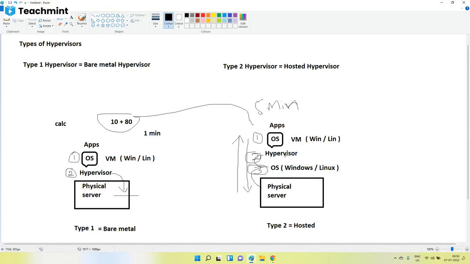It is not an efficient product for running business applications. So to run any business application, type 1 is preferred. It is the efficient product to run business applications. Type 1 is preferred. No one will use type 2 to run business applications. It is just for personal learning.